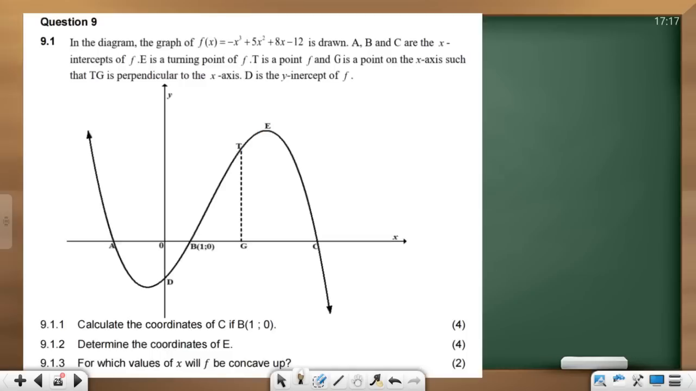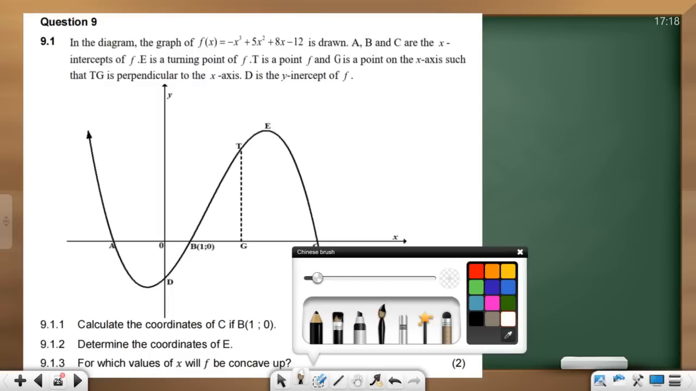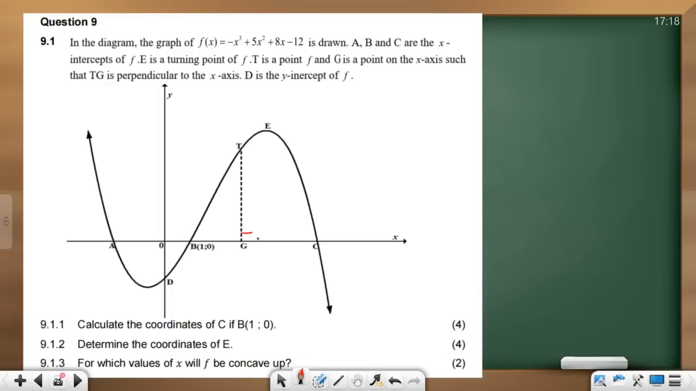Let's go to question 9. In the diagram, we are given f of x equals negative x cubed, and so on. A, B, and C are the x-intercepts of f. E is a turning point of f, and T is a point of f, and G is a point on the x-axis such that TG is perpendicular. Okay, TG is perpendicular. Don't forget, that gives me what? A vertical distance. D is the y-intercept. Calculate the coordinate of C.